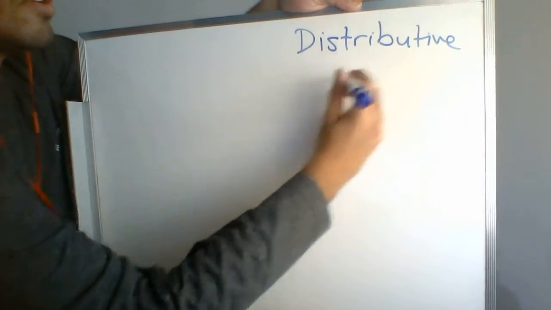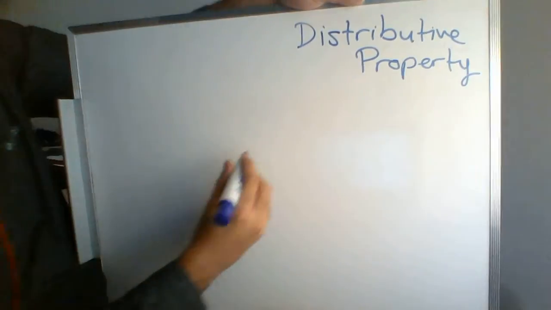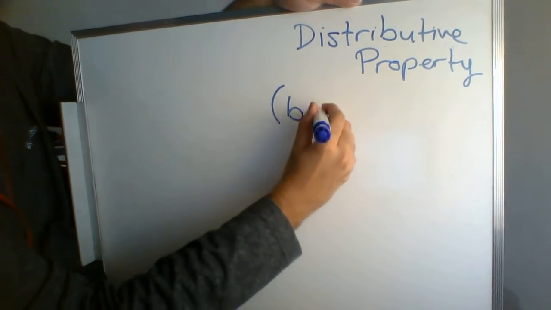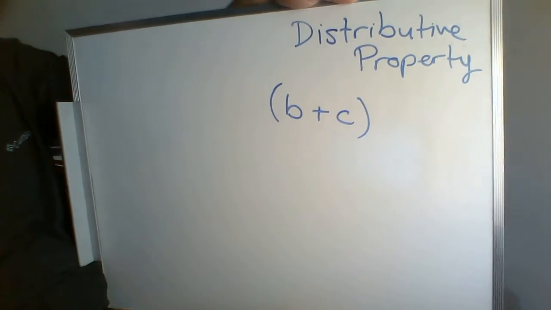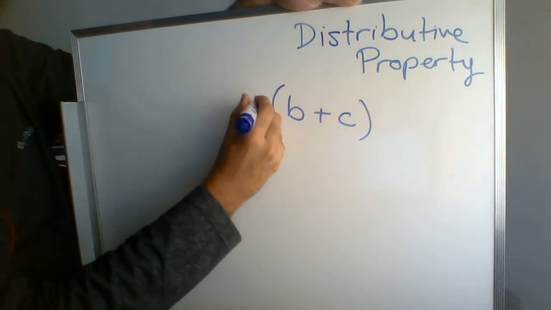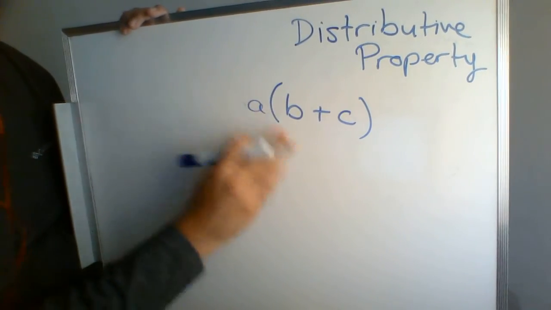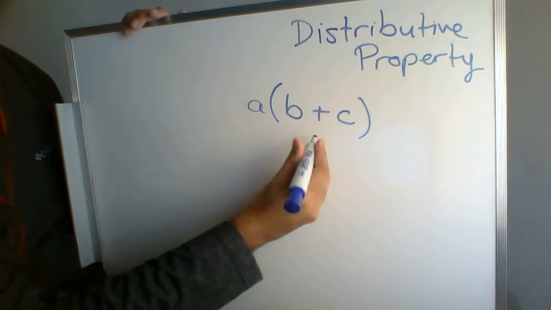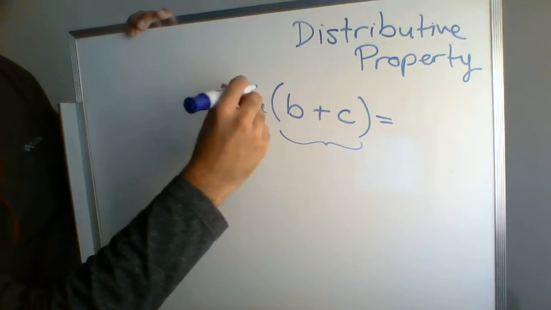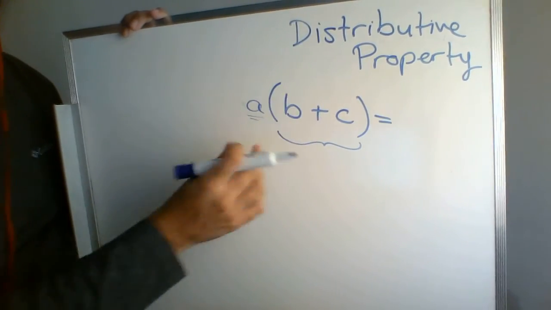Distributive property. So the way this works is, if you've got, let's say, b plus c being multiplied by a. So we've got a times b plus c. A being multiplied by this entire thing over here. We can expand this out by taking this a and multiplying it with each term inside the bracket.